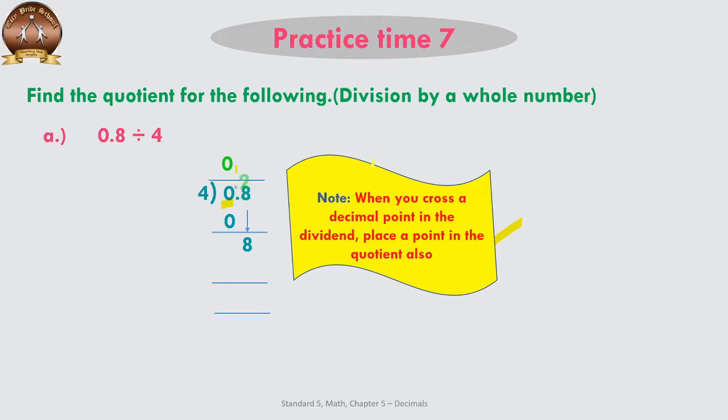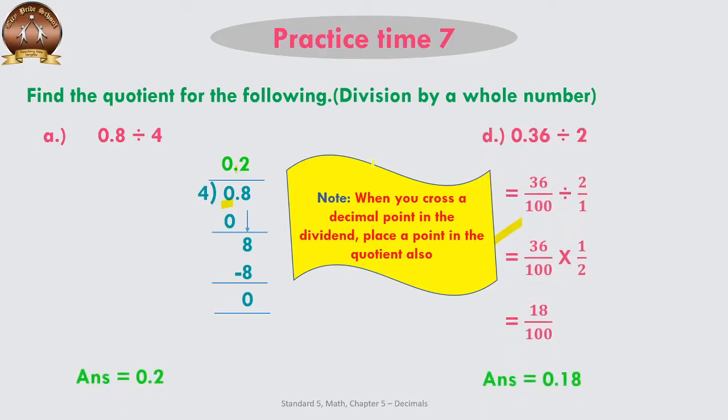Now 4 multiplied by 2 gives us 8 and 8 subtracted from 8 gives us a 0. So the division ends here and the answer we get is 0.2. Let us see another question. This question is done in the form of a fraction. This also is a method that can be used for the division by a whole number. The number is converted into a fraction, 36 upon 100, and this whole number is converted into the fraction 2 upon 1.